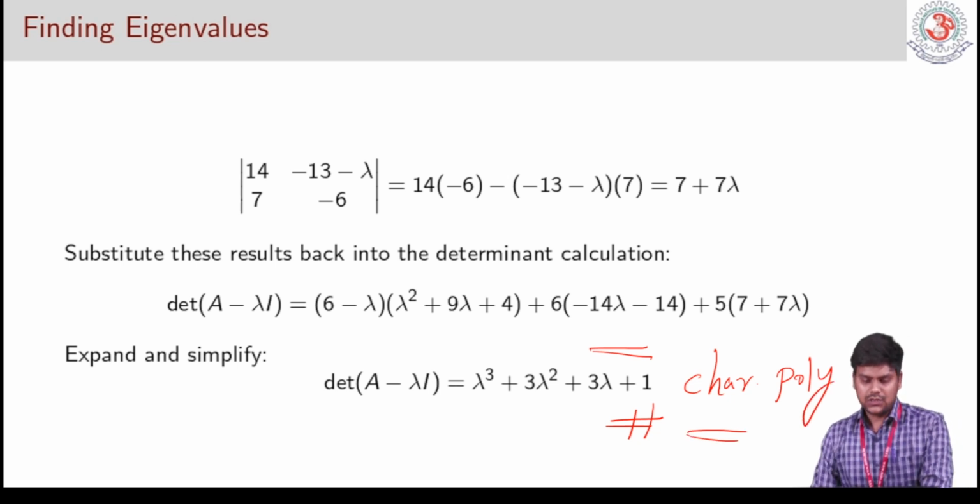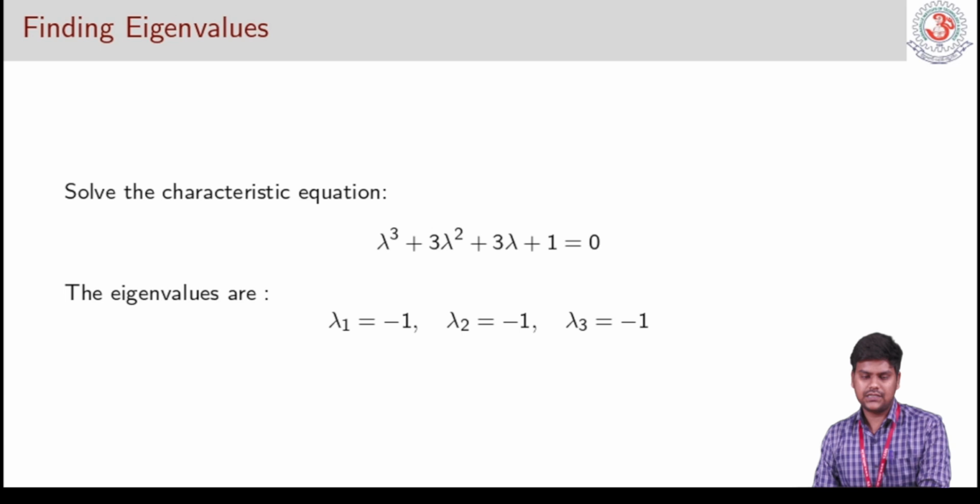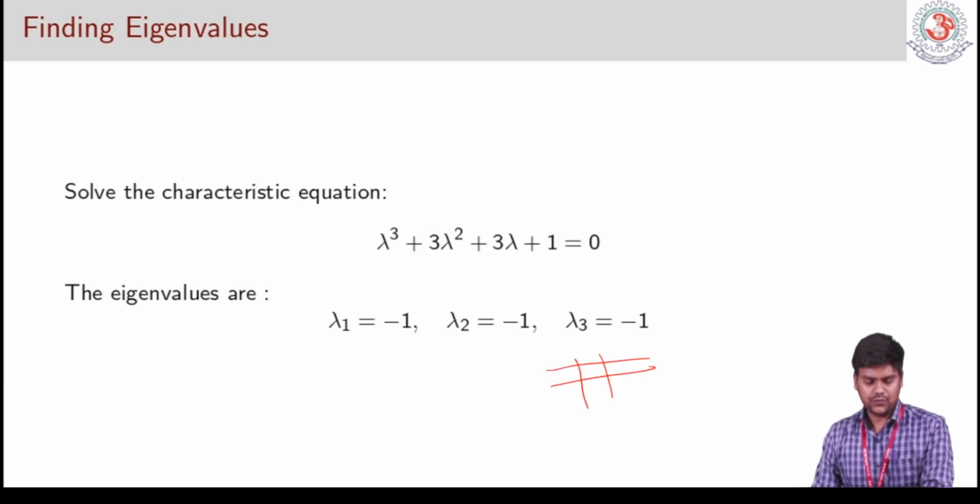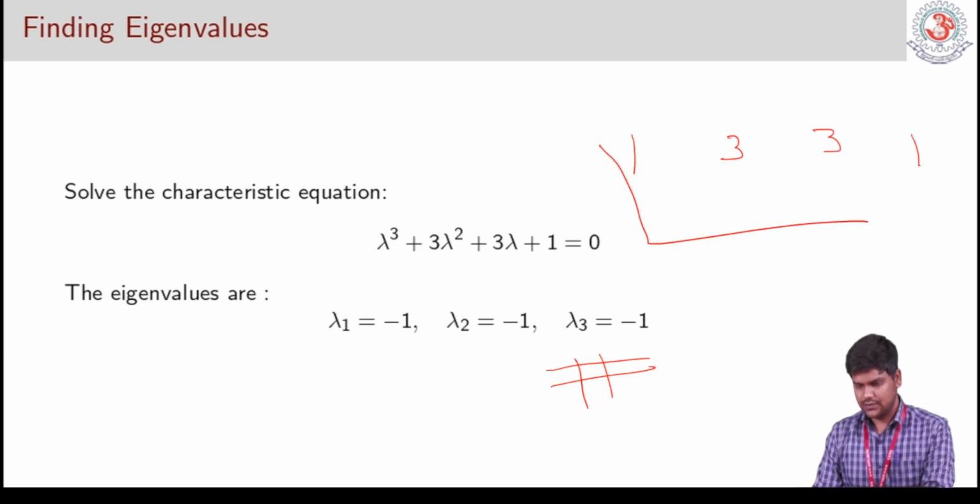If we set this characteristic polynomial equal to 0, that will be our characteristic equation. The roots of the characteristic equation are nothing but our eigenvalues. To find the eigenvalues, we can use the synthetic division method by taking the coefficients of this polynomial 1, 3, 3, 1. So here we need to get minus 1, here put 0, so 1.